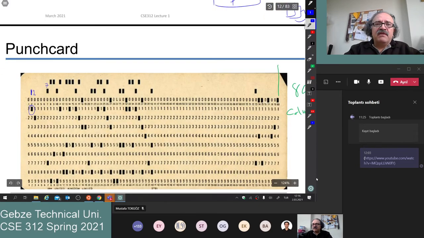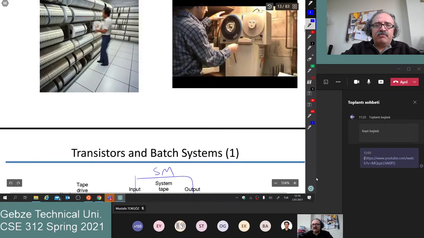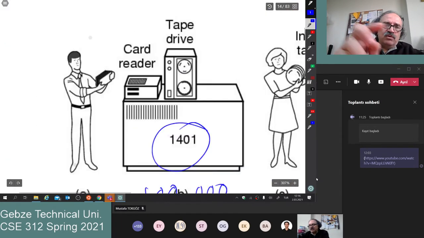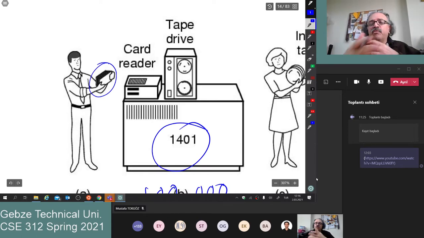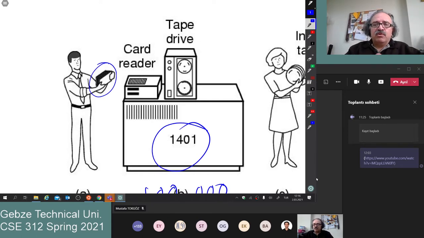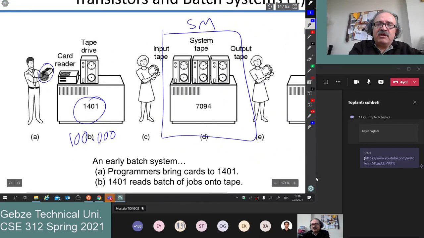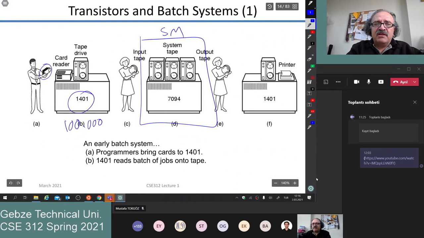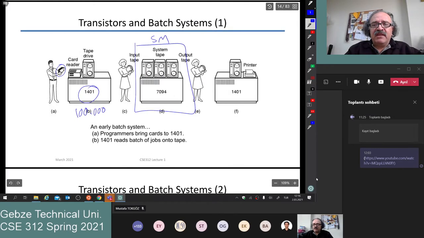If you're a programmer, what you're going to do is hand in your deck of cards to the operators. You don't see the computers at all. So you give this program and data deck to the operators. Next day, or at the end of the day, you get your printouts. If you have a simple program, like 100 lines of code, to be able to see what it prints at the end, you need to wait at least one day, depending on how busy the system is.